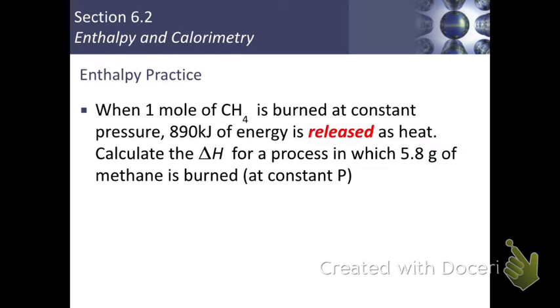There we go. All right, when 1 mole of CH4 is burned at constant pressure, 890 kilojoules is released. Calculate delta H for a process in which 5.8 grams of methane is burned. So this is a very similar question, except you don't even have to have the balanced reaction. It says when 1 mole of it is burned, we release this much energy, but instead we want 5.8 grams. So I want you to go ahead and solve this one. It's very similar to the one we did. Why do you think released is in red italicized? Because it's important. It determines whether this is negative or positive. So you have to make that determination and then do it correctly.